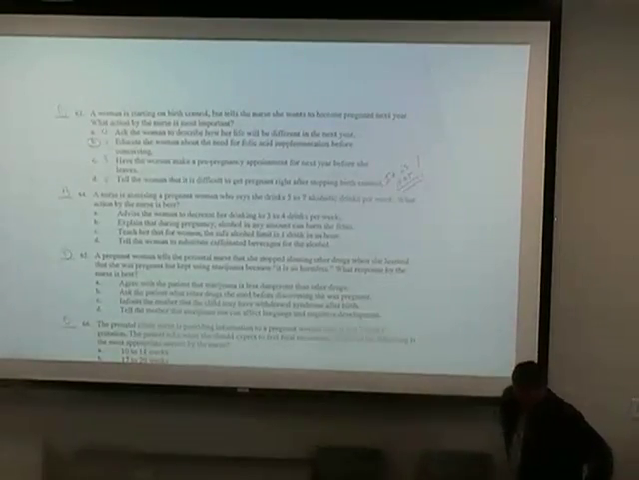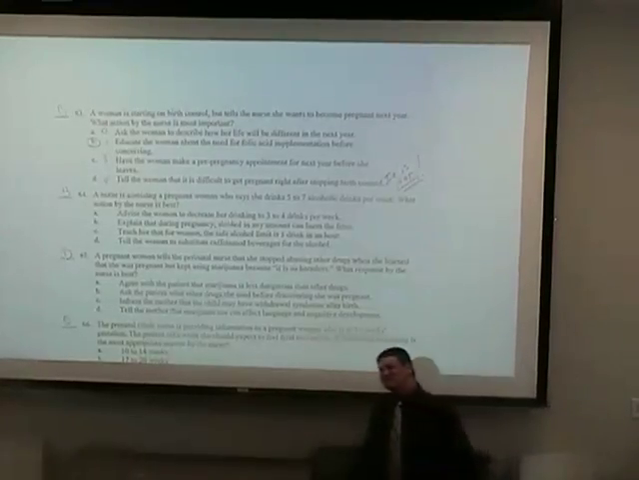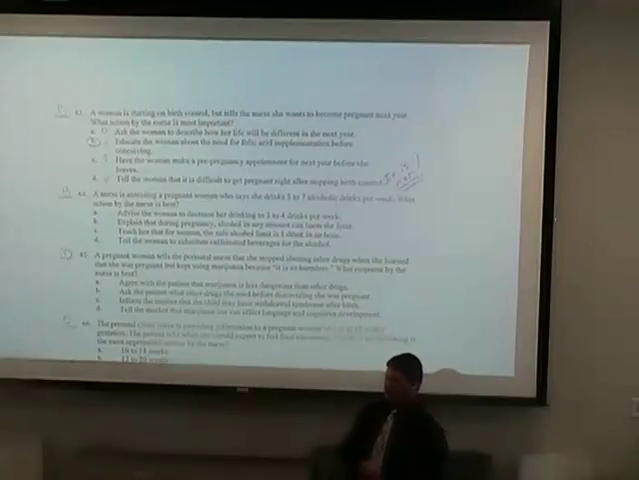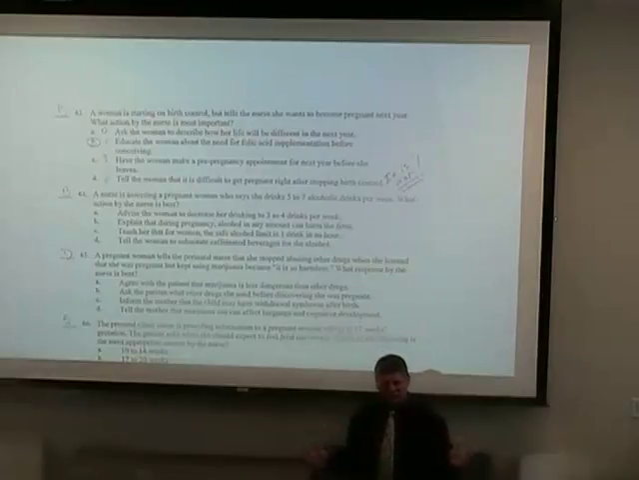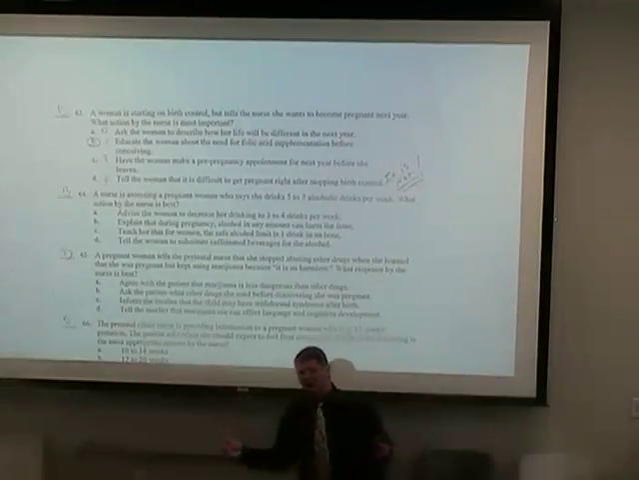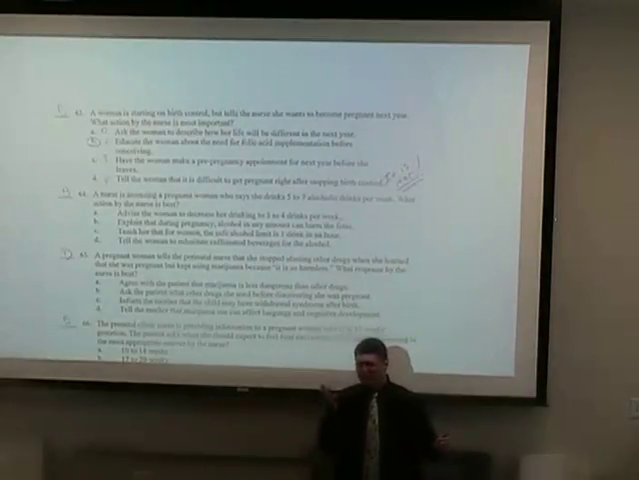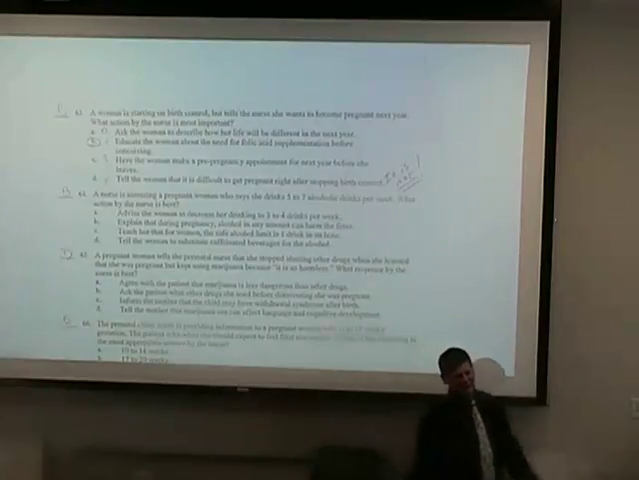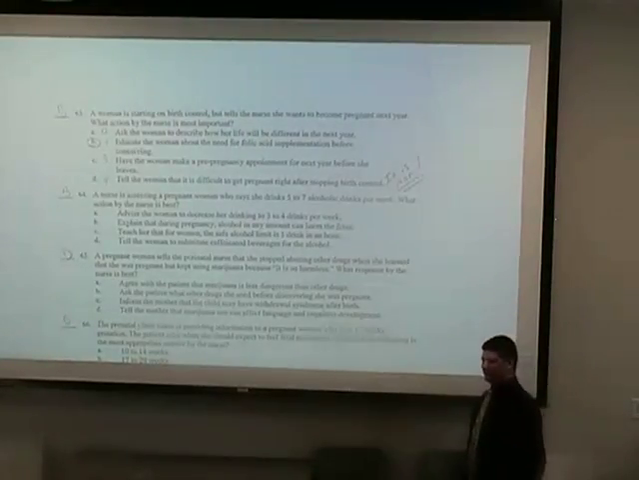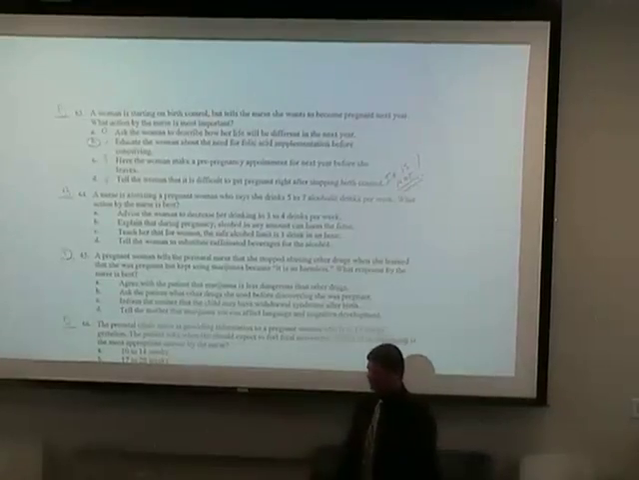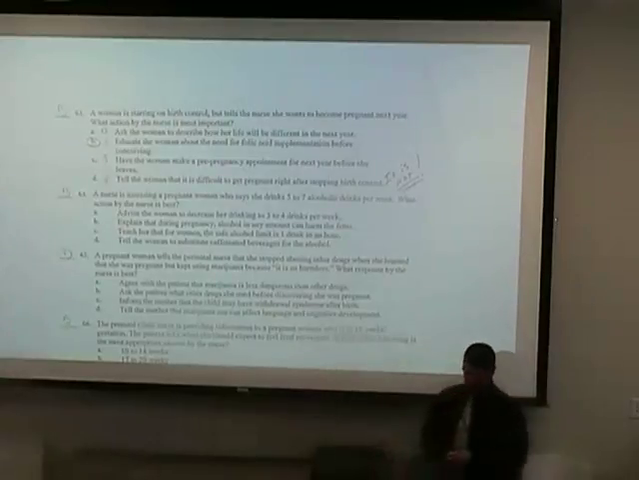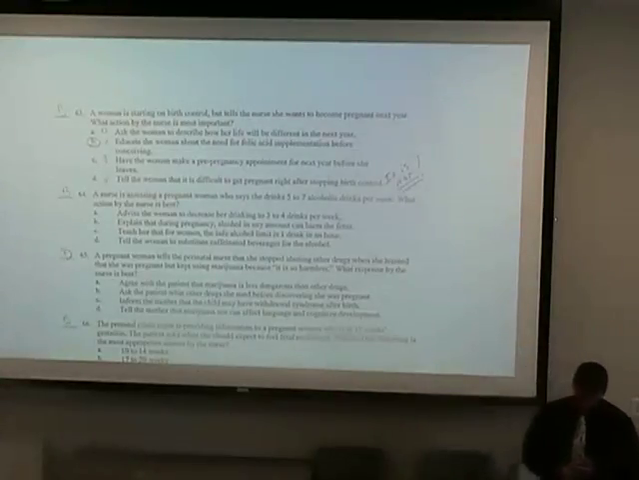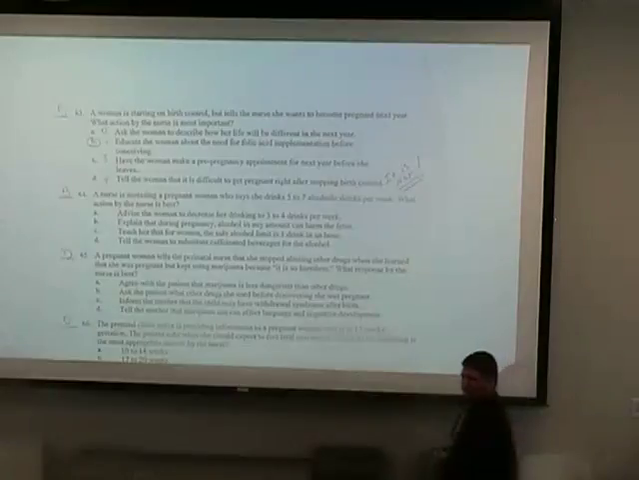Have the woman make a pre-pregnancy appointment for next year. A few of you type A people are planning 12 months in advance. The average woman starting contraception is planning 30 days in advance, maybe a week or two. The only time you ever plan a year in advance is for those dental cleanings. Remember, in pregnancy, we plan week by week. We don't plan a year from now.